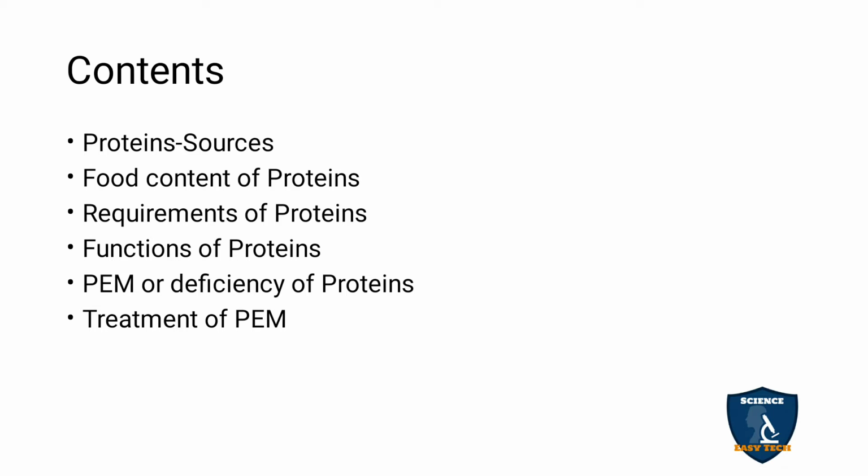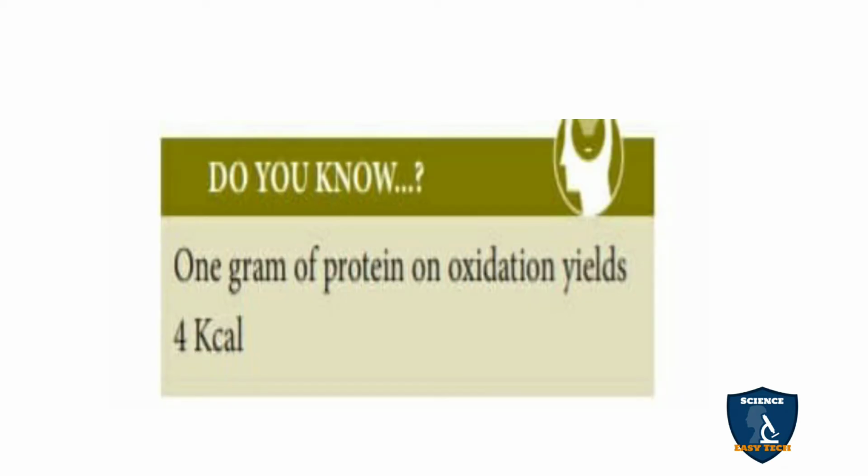Let's move on to the topic. Do you know that 1 gram of protein on oxidation yields 4 kilocalories? Similarly, carbohydrates also on oxidation, 1 gram gives 4 kilocalories, but fat on oxidation, 1 gram yields 9 kilocalories.